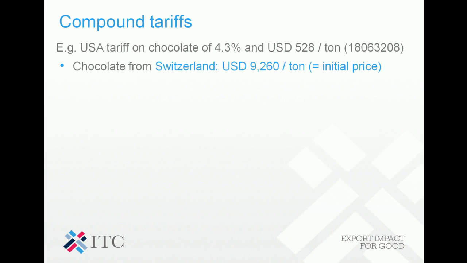Imagine Switzerland exports chocolate of this HS code to the USA, where the price per ton is $9,260. Mexico also exports chocolate of this HS code to the USA, but with an average price of $2,600. The compound tariff again changes the relative after-border prices of the differently priced products of the same HS code, just as described before for the specific tariff.